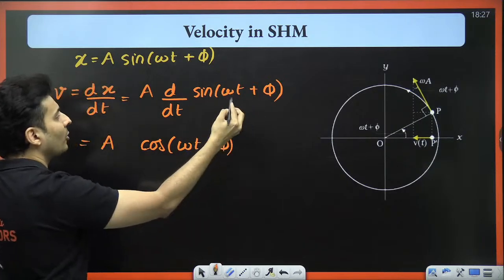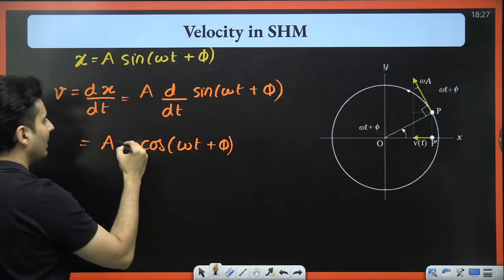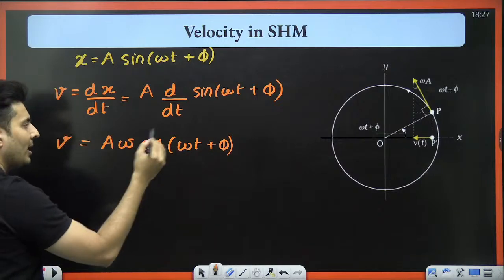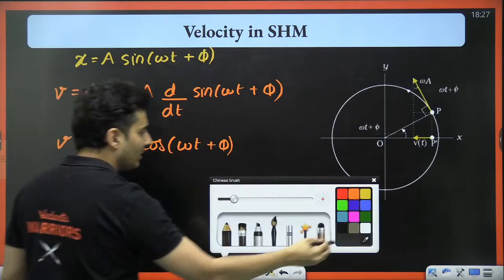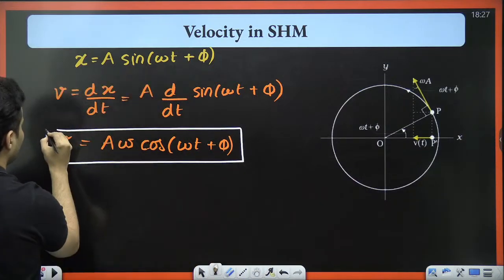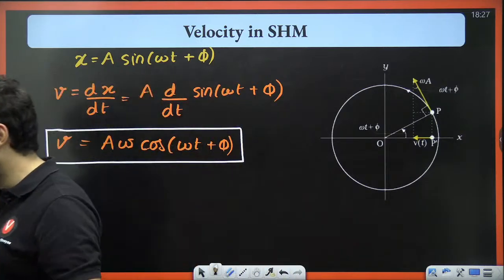But using the chain rule, you will see that omega will also come outside. So it will become a omega cos omega t plus phi. This is the velocity equation, my dear students. Keep this in mind. Very, very important.